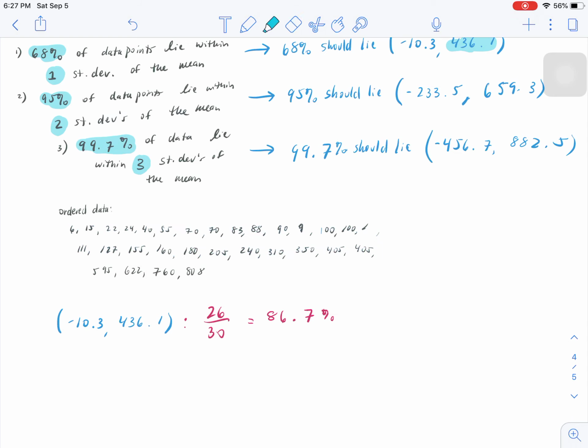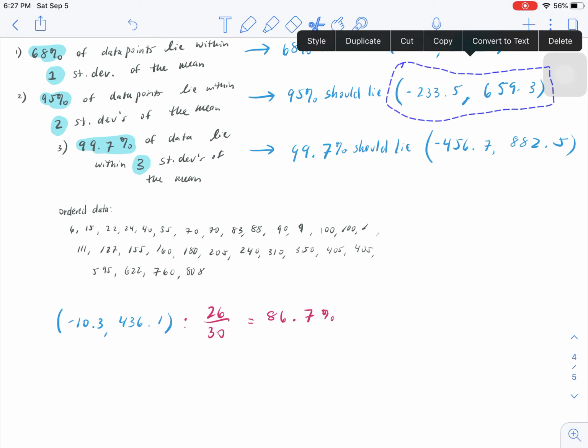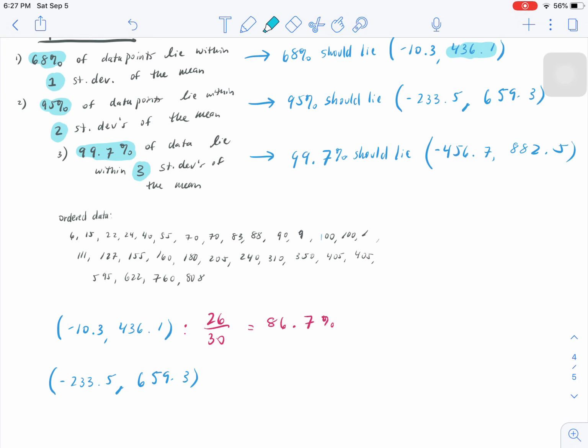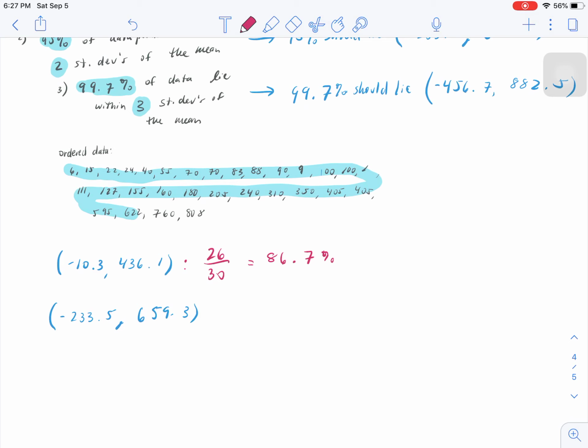My second interval is negative 233.5 to 659.3. I want to see what percentage of data points are actually in this interval. That is everything less than 760 here. If I count that up, that's 28 out of my 30 data points, which is 93.3% of my data.